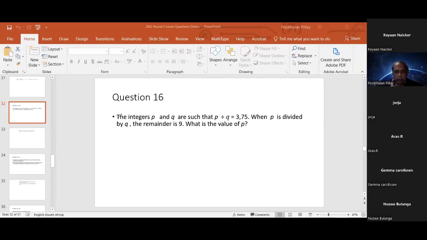so P divided by Q, I'm going to put it down like this. P divided by Q is equal to 3.75. Okay, now this is a fraction here, and this is a decimal. So maybe we should convert both to fractions. 0.75 is 3/4. Okay, and that's a mixed fraction. Let's make it 15 over 4. So we got P over Q is actually equal to 15 over 4.